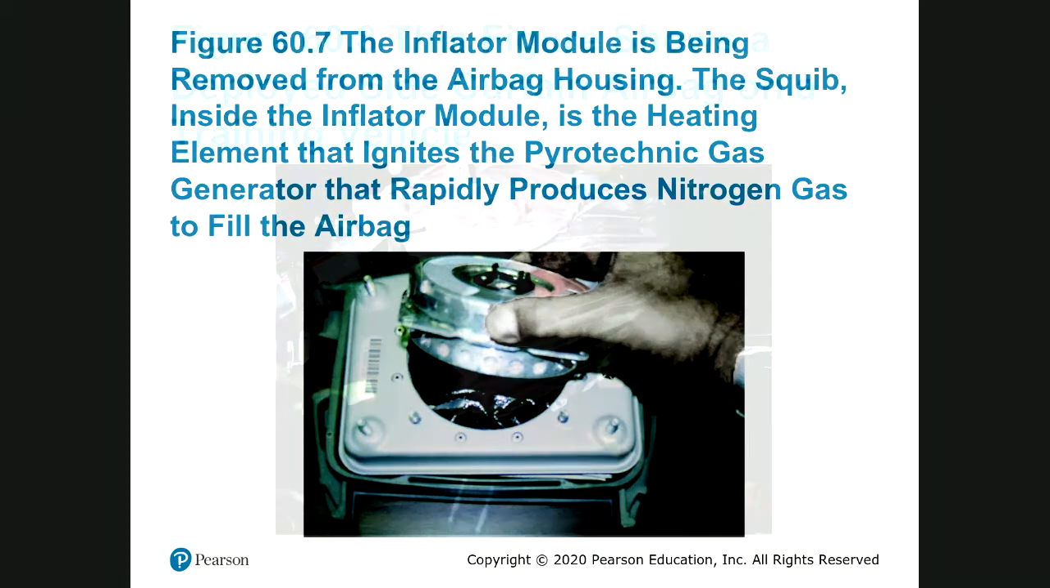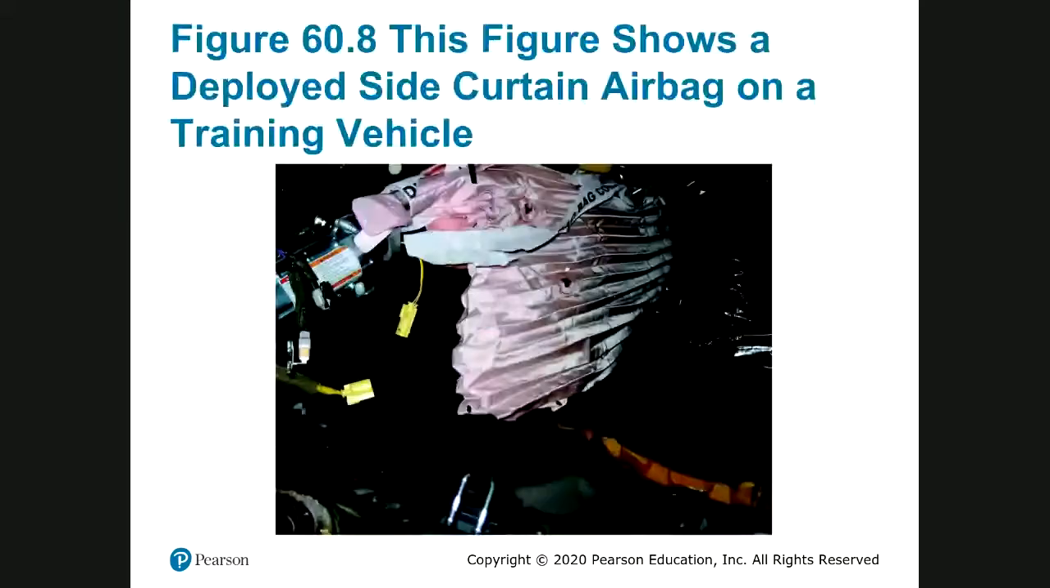This is a deployed side curtain airbag in a training vehicle. You can see how it's got an accordion shape to it. Again, that's a side curtain airbag. Because of a side collision, they want to keep the glass from hitting the passengers or the driver. Your head, as it hits the window, can cause problems. And if there's another vehicle on the other side of that, you really want to be safe with that too. So just be aware of that. Side curtain airbags.